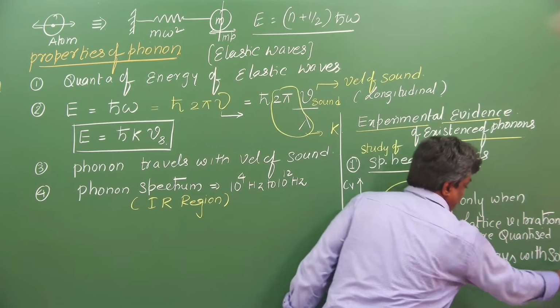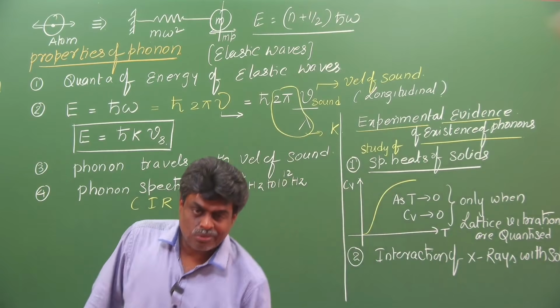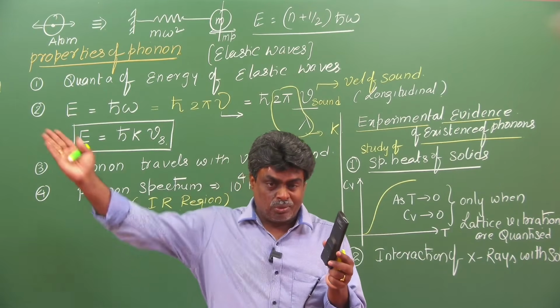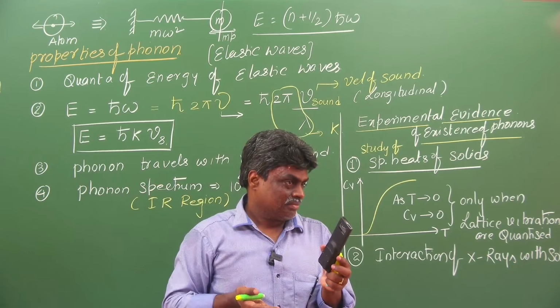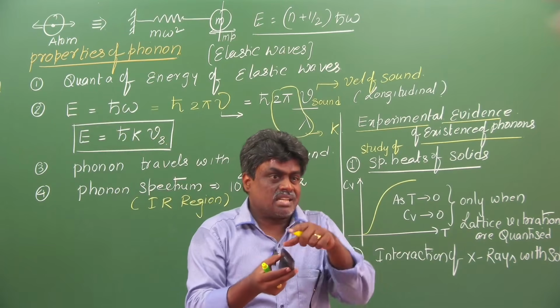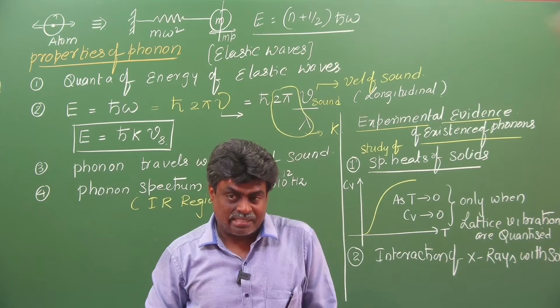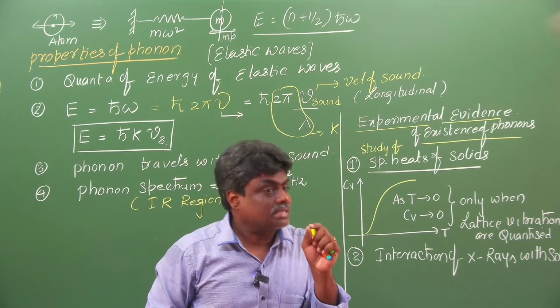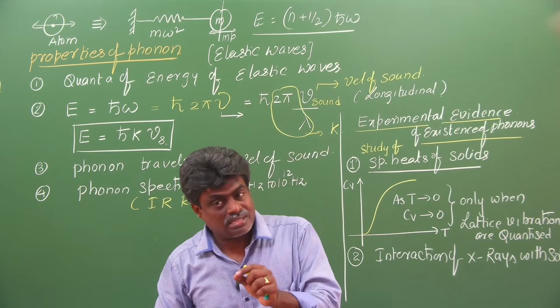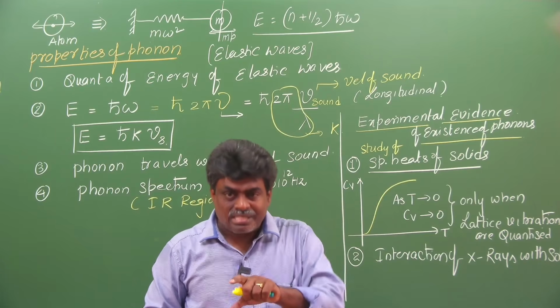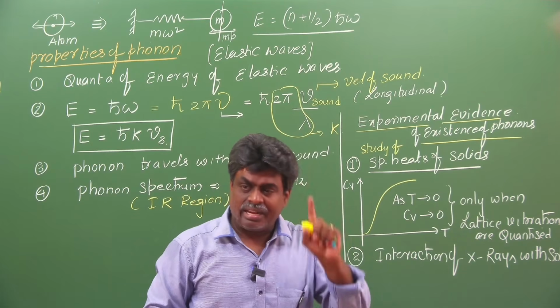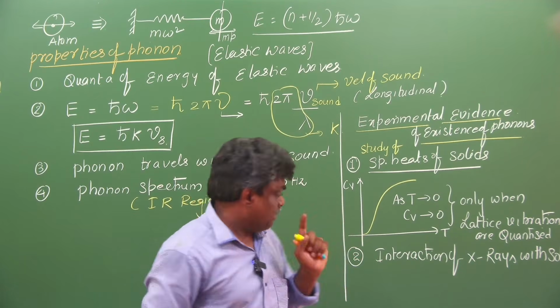I told you earlier. Whenever you want to study the properties of solids, what will you do? You will send some X-rays. These X-rays are interacting with what? The lattice. In how many ways will they interact? Two ways. One is elastic scattering, another is inelastic scattering. From that study, they confirmed that there exists a phonon. That is how I will describe it clearly.